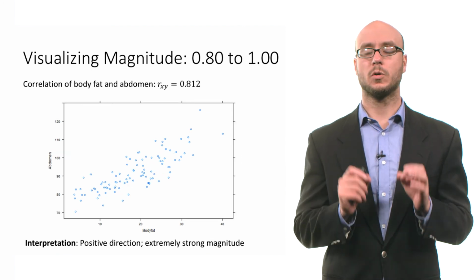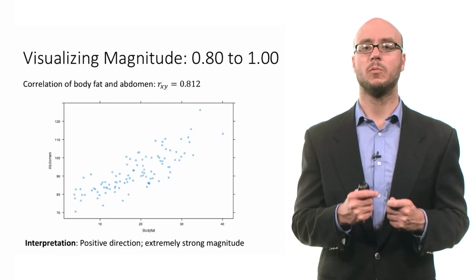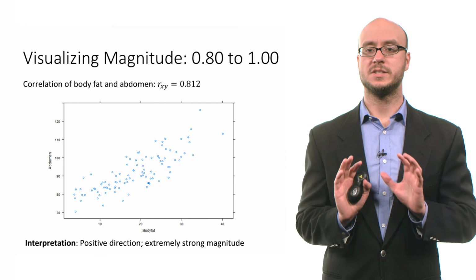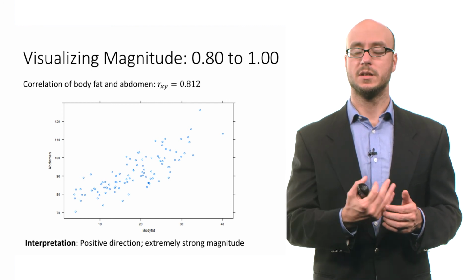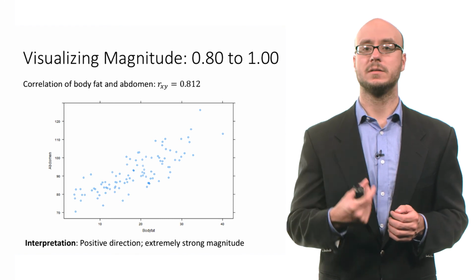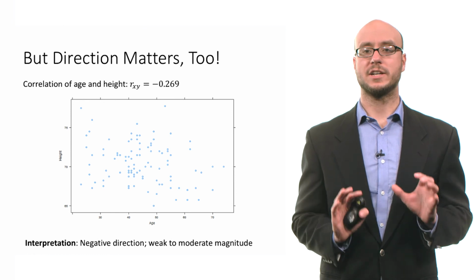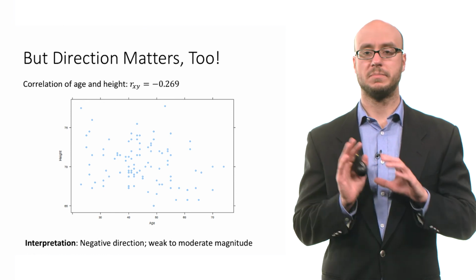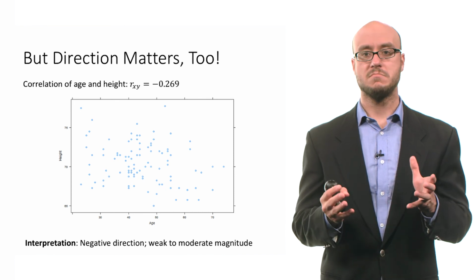If we look at the correlation between body fat percentage and abdomen, we get this value of 0.812. This is an extremely strong magnitude, and it's a positive direction. And you can see that as we get closer to 1, you see a stronger pattern in the scatter plot of data. But of course, direction matters too. We've looked at positive linear relationships so far, but here's a negative relationship.